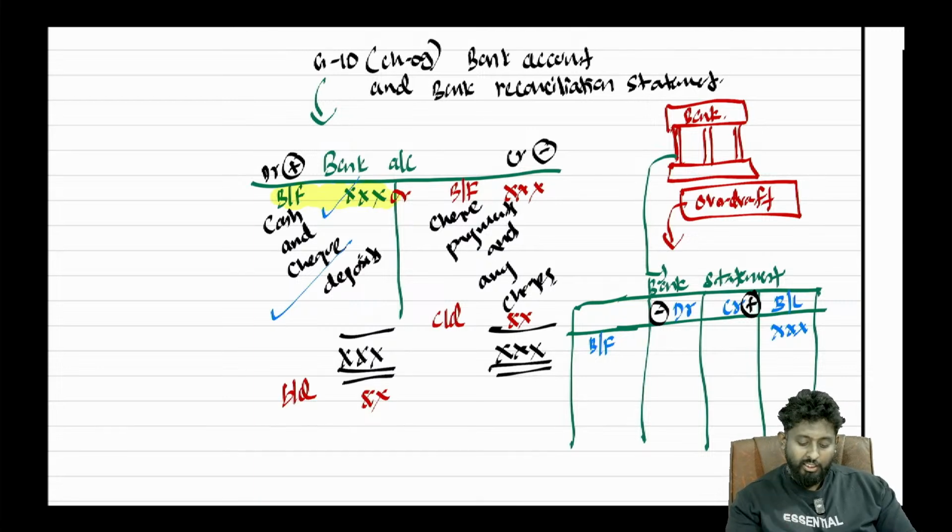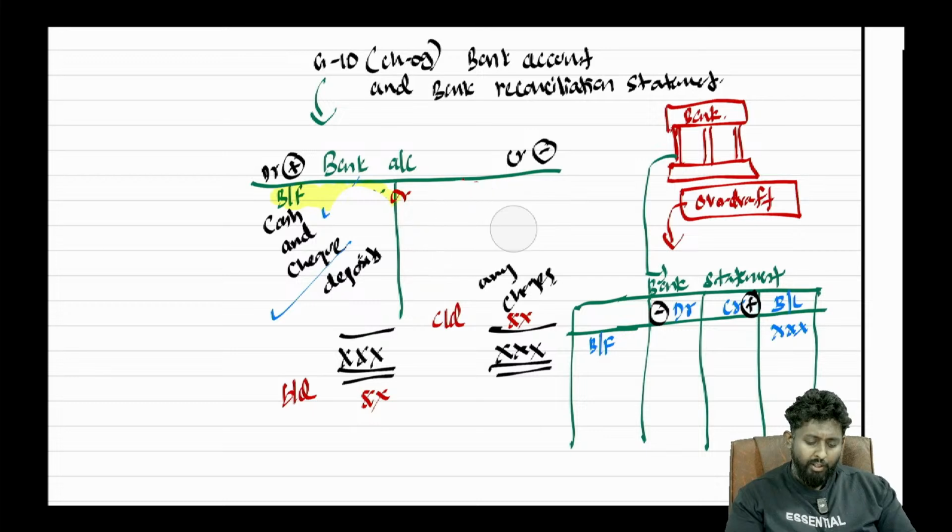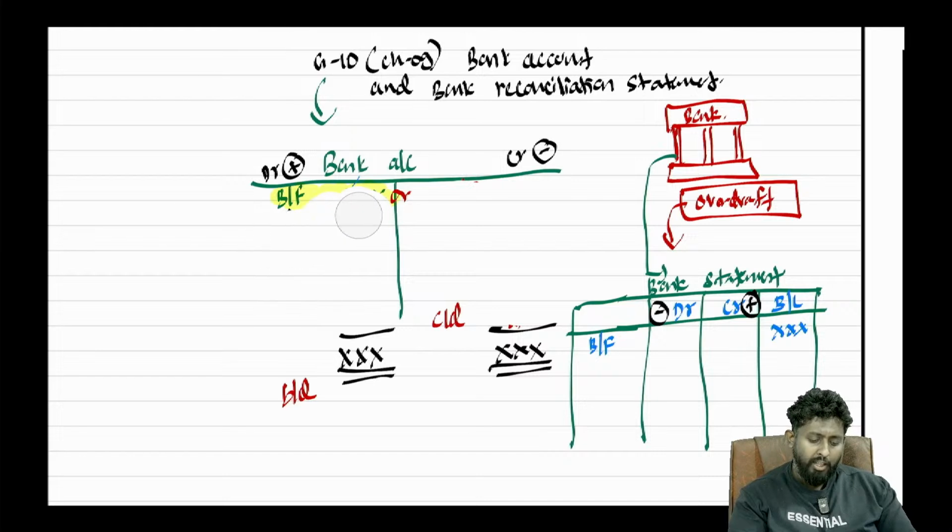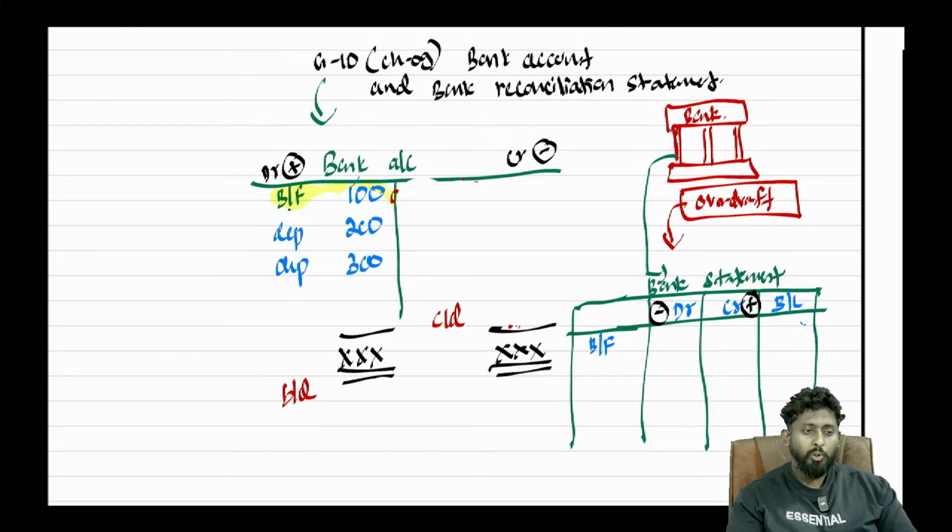So for your understanding, let me take some values here. Instead of writing like this, let me go with some values. Let's understand first of all how to prepare this bank account and how to understand this bank statement. Assume we have 100 rupees in the bank and we had a deposit, a check or a cash deposit, of 200, and again a deposit of 300. I'm going to write some dates: this is January 6 and January 20.